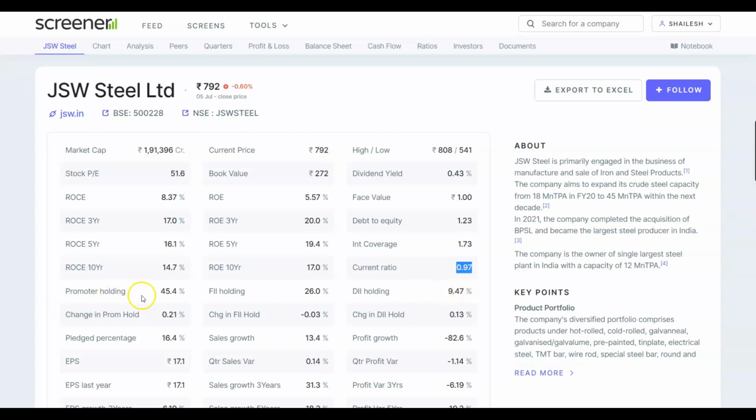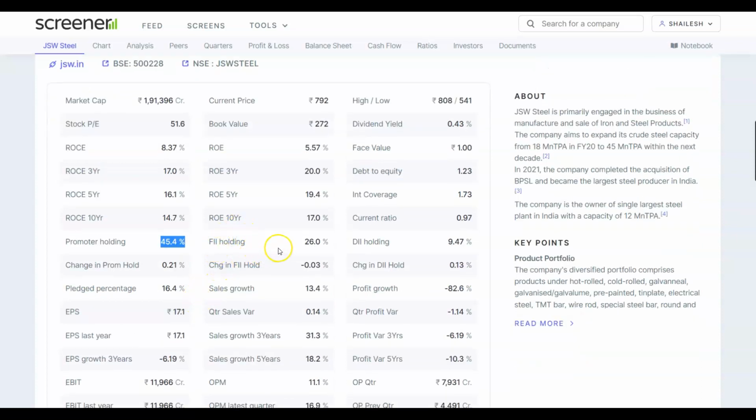If you look into the promoters holding, it is 45.4, which is not good. It should ideally be greater than 50. The FII's holding is 26% and the DII's holding is 9.47%. The promoters have increased their holding by 0.21%, the FIIs have reduced their holding by 0.03%, and the DIIs have increased their holding by 0.13%.